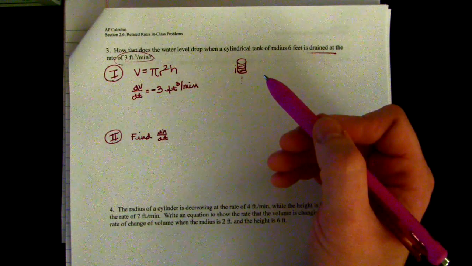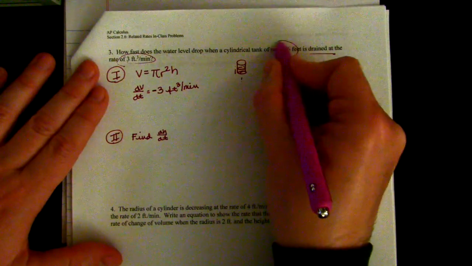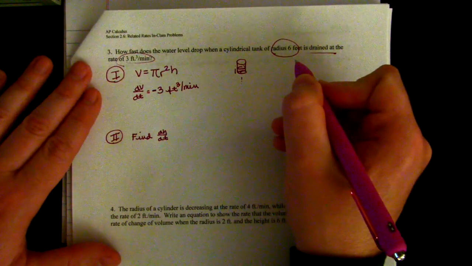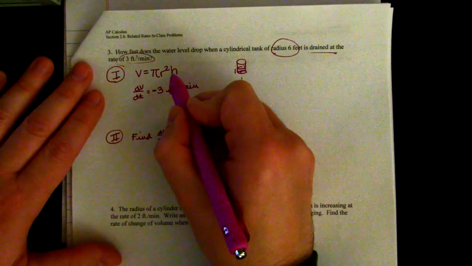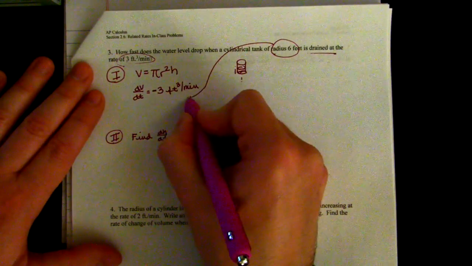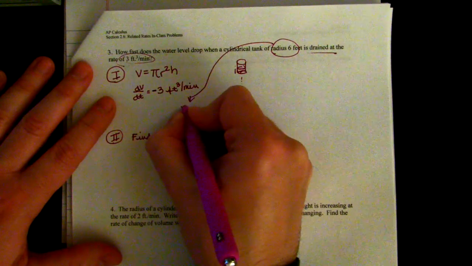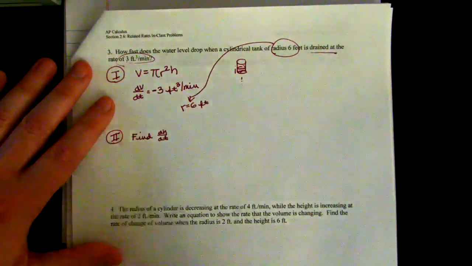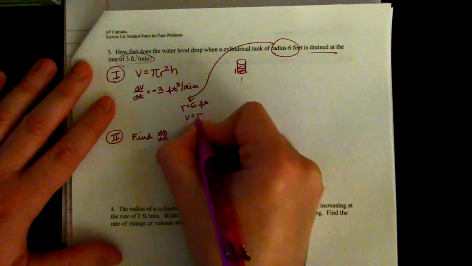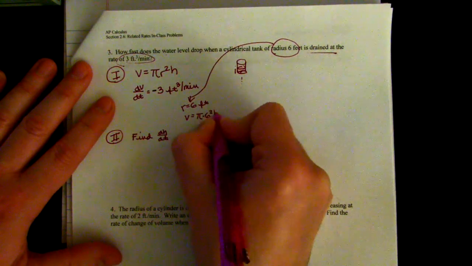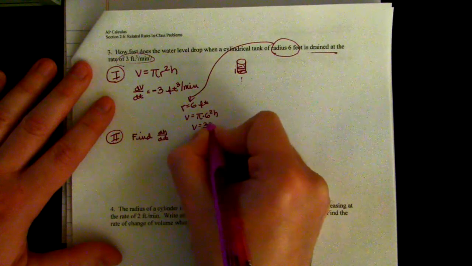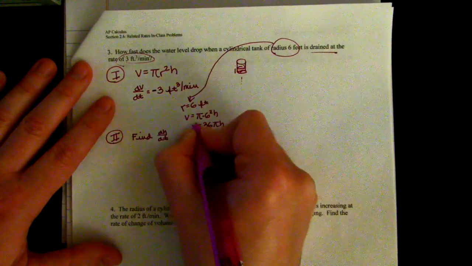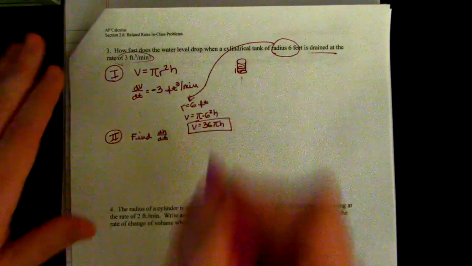So actually, because the radius is not changing, I can plug that in part 1. I'm going to say my radius equals 6 feet is something that is not changing. So V is going to equal pi times 6 squared times h. My formula is going to be 36 pi h. And that's the formula I'm really going to use.